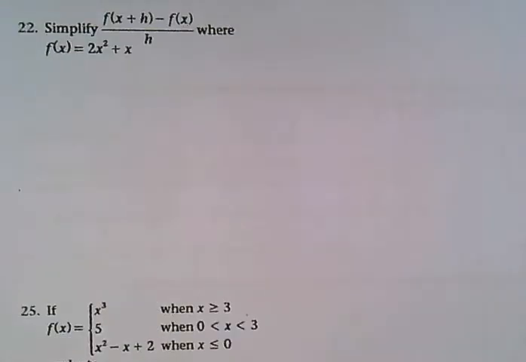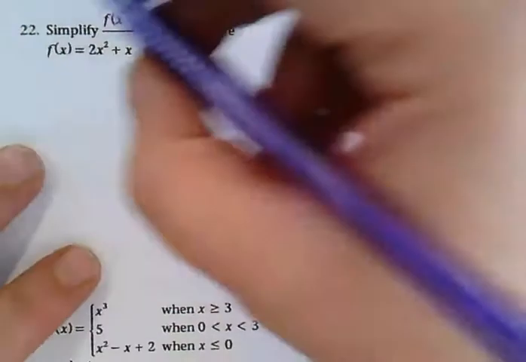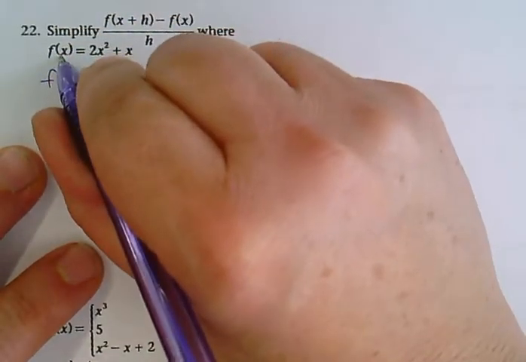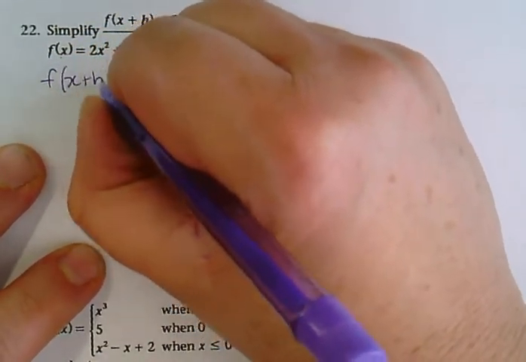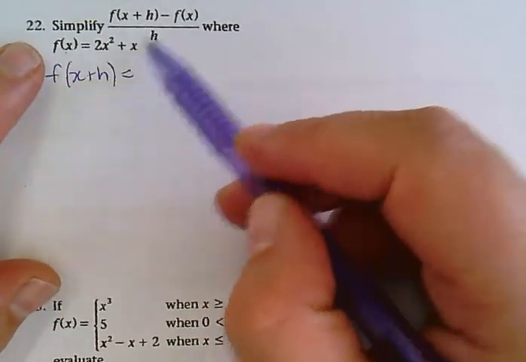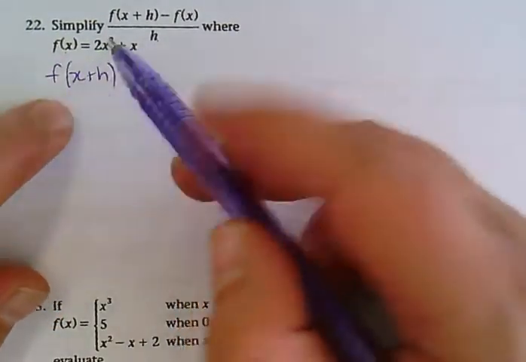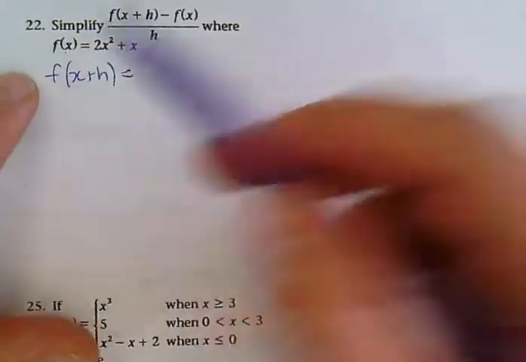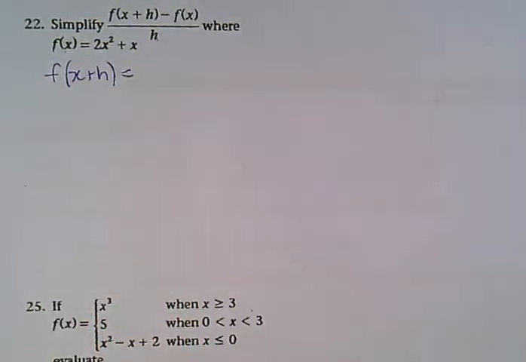Question 22. Simplify this. Function of x plus h minus function of x, over h. You know what we do? We do it in small steps. Let's just work out function of x, and function of x plus h. What's the instruction? Replace x with what? X plus h. If function of x is that, function of x plus h says to you, wherever you see an x, you now put an x plus h.